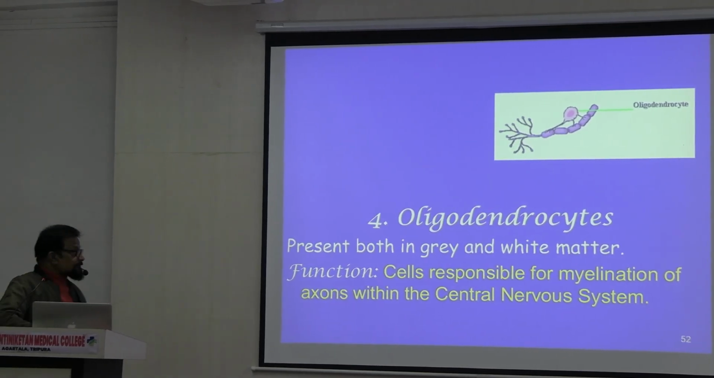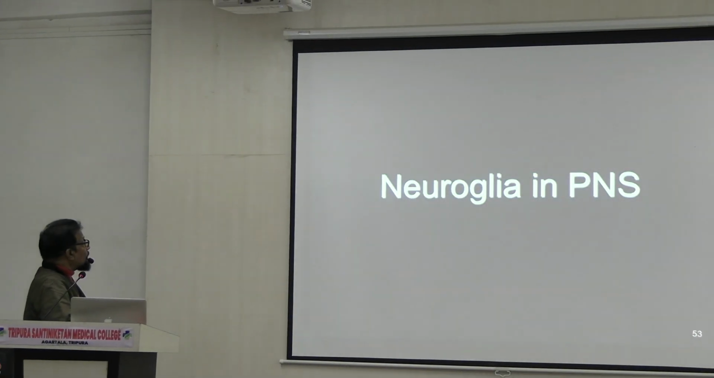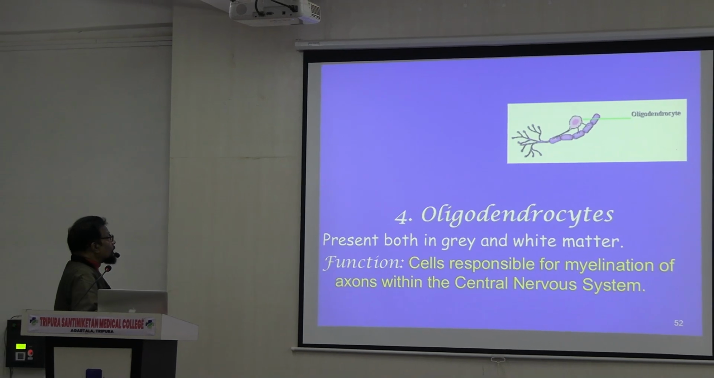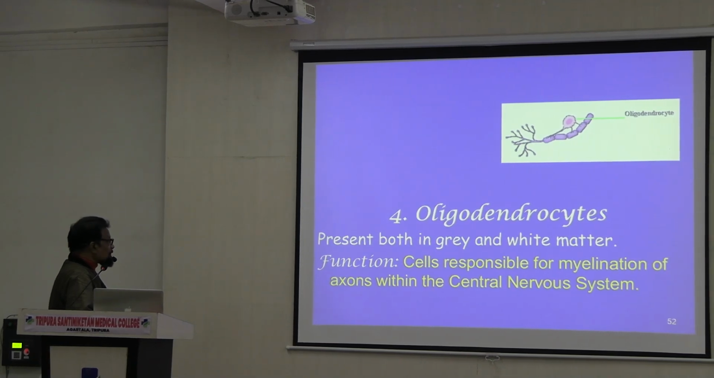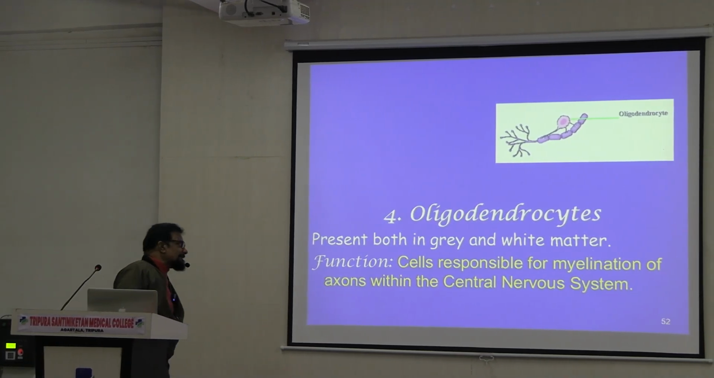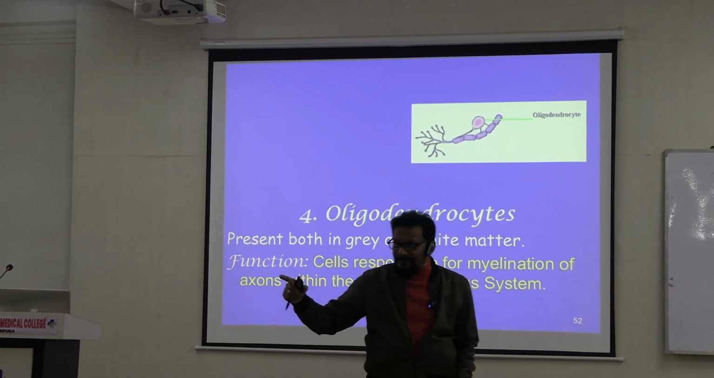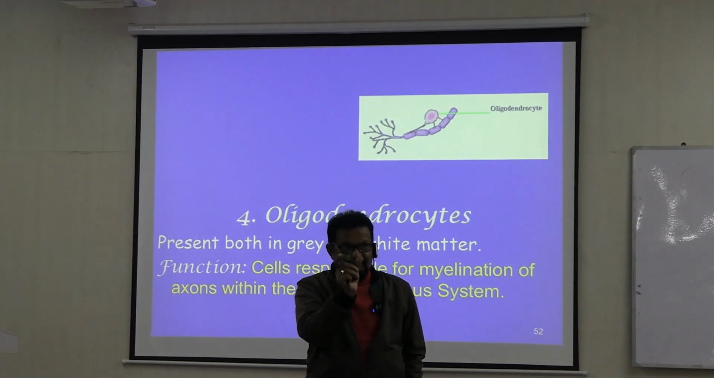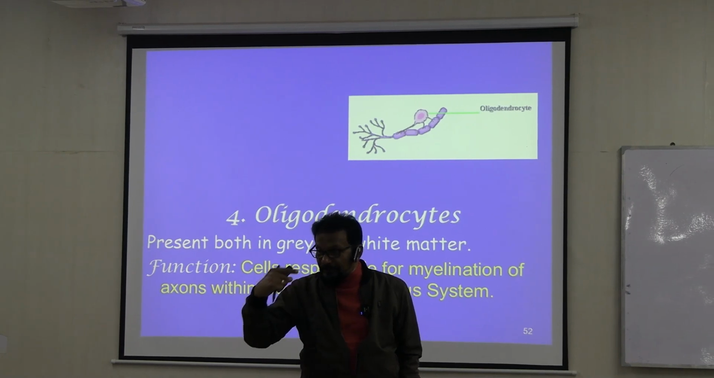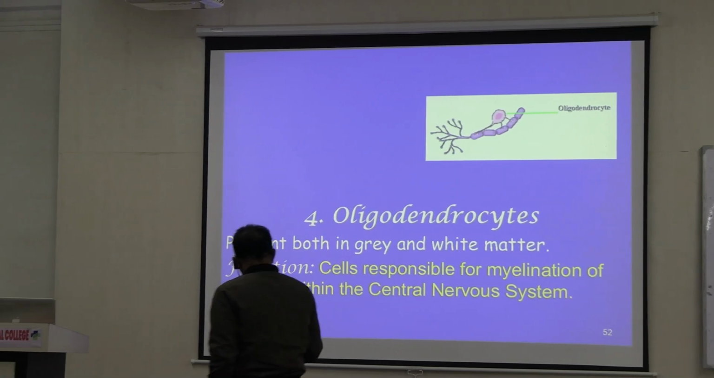Then oligodendrocytes. These are present both in gray and white matter. These cells are responsible for myelination of axons within the central nervous system. In the peripheral nervous system, who is doing myelination? Schwann cells. In the central nervous system, the nerves are very short in length, so here myelination is done by these cells, oligodendrocytes.